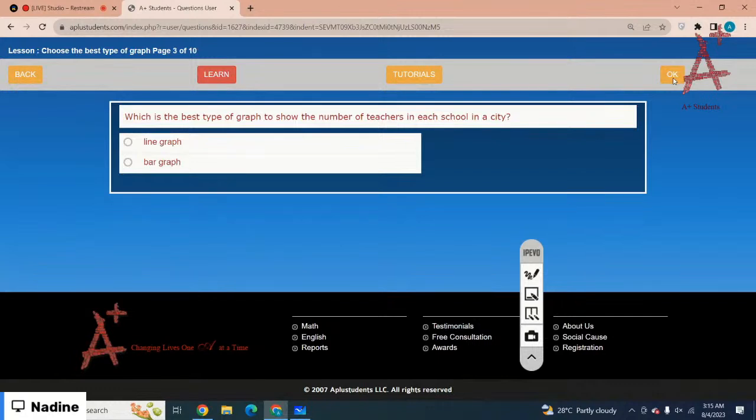Which is the best type of graph to show the number of teachers in each school in a city, line graph or bar graph? Which is the correct option? You have to show the number of teachers in each school in a city, so you have to use bar graph, right? Line graph is used for a specific period of time, but here you have to use the bar graph.